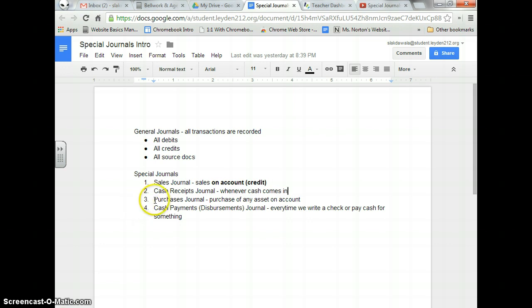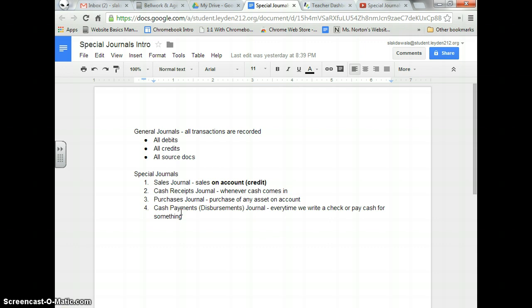The third journal is our purchases journal. This journal is used to record any transactions where the business is purchasing something on account. So as a business, if we decide that we're going to buy a vehicle, that would be recorded in our purchases journal.